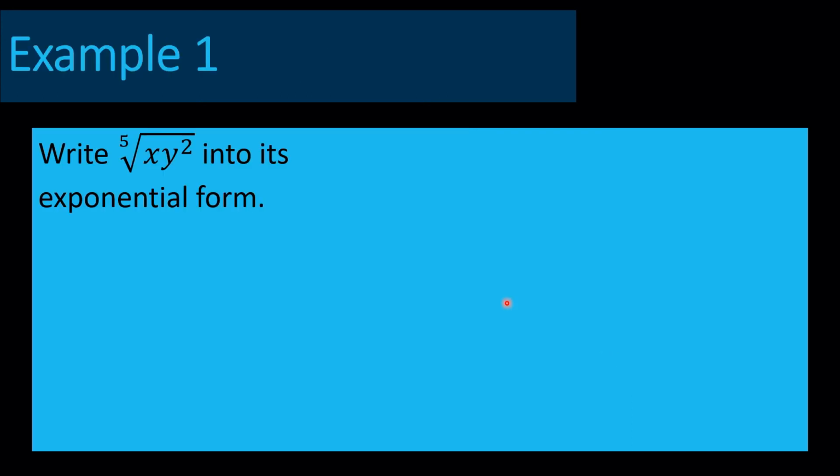So let's have an example. Write the fifth root of xy squared into its exponential form. So first, in order to do this perfectly, you look at the given. The fifth root of xy squared. And then you look at the radicand. The exponent of x is 1, the exponent of y is 2, meaning there is no common exponent.